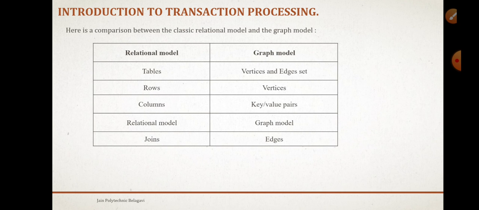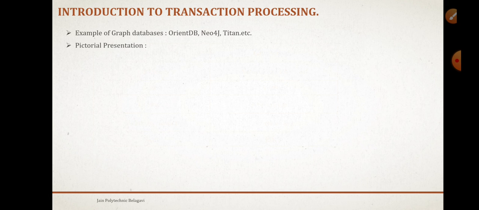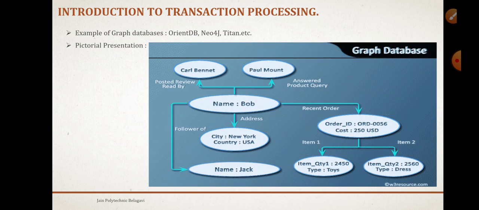Here is a comparison between the classic relational model and the graph model. In the classic relational model: tables, rows, columns, relational model, and joins. In the graph model: vertices and edge sets, vertices, key value pairs, graph model, and the edges. So these are the two different models. Examples of graph databases: OrientDB, Neo4j, Titan, etc.